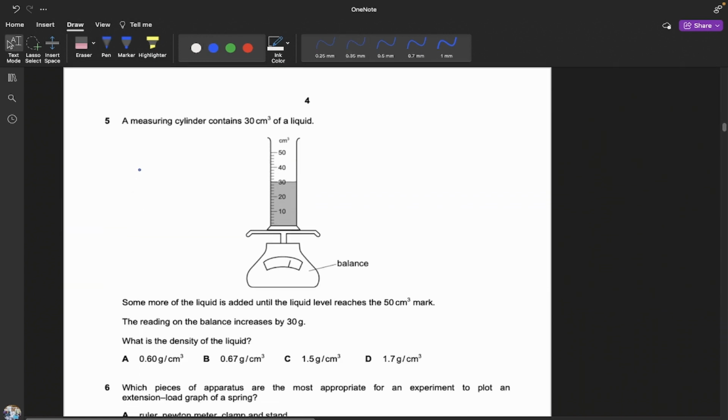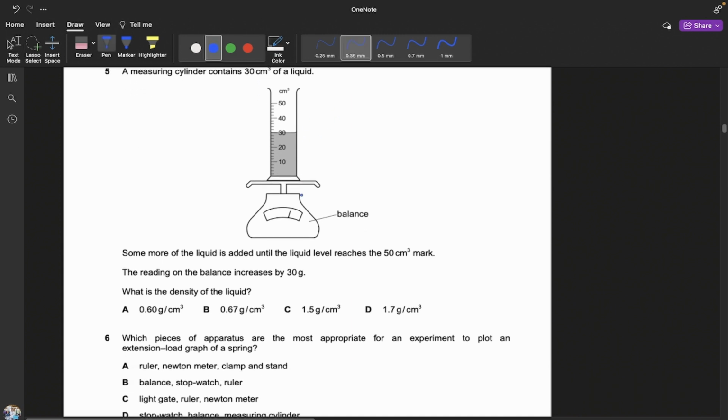Fifth question. A measuring cylinder contains 30 centimeter cube of liquid. Some more of the liquid is added until the liquid level reaches the 50 centimeter cube mark. If it is reaching 50, what is the volume added? 20 centimeter cube. The reading on the balance increases by 30 grams. This equals 30 grams. What is the density of the liquid?